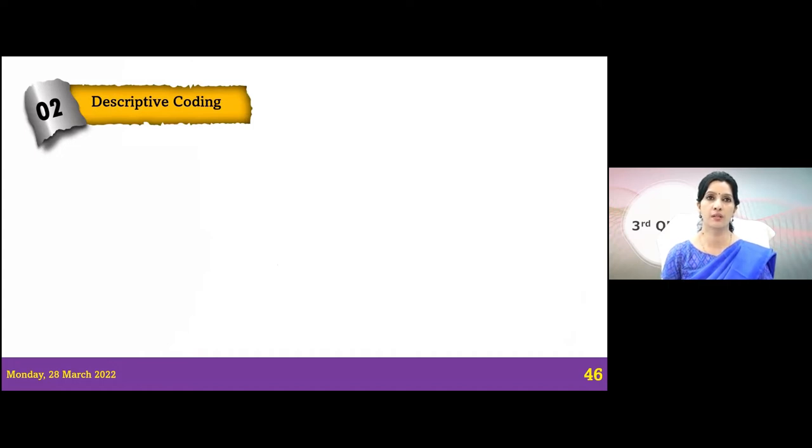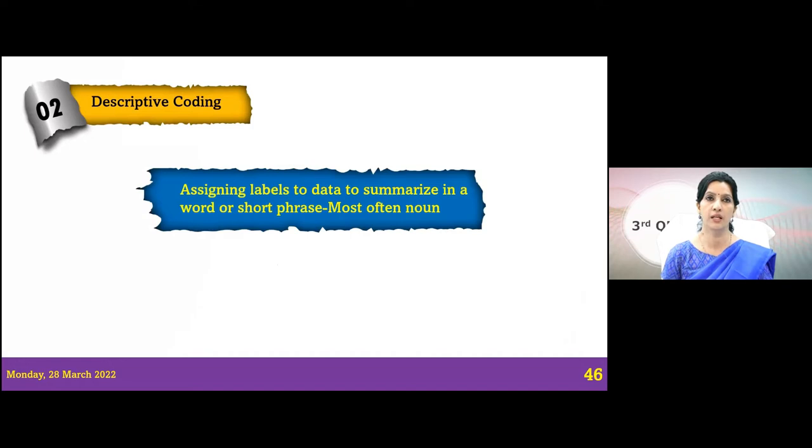Now what is this descriptive coding? This assigns a label to data to summarize it in a word or short phrase. Mostly it is in the form of a noun. Descriptive coding is a type of lumper coding, because here you describe the whole paragraph with a noun or with one or a few words. The problem with this is that there is some loss of data. But if there is a long paragraph and you think it is possible to replace that paragraph with a few words, you should do a descriptive coding also.